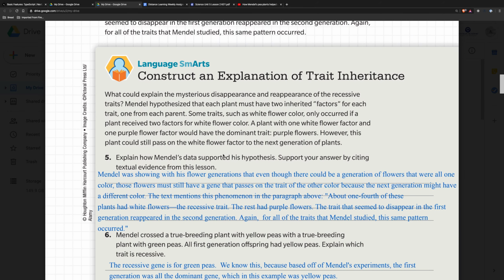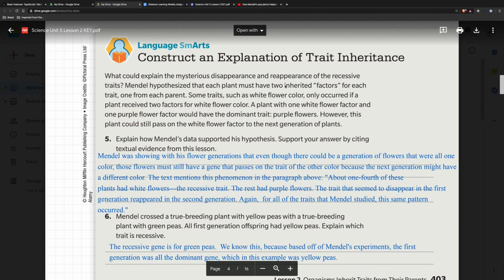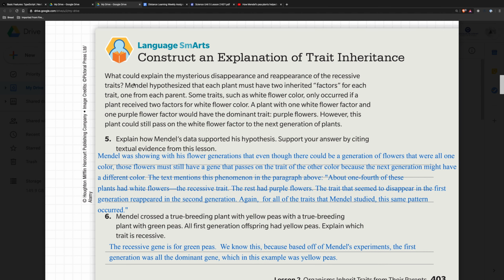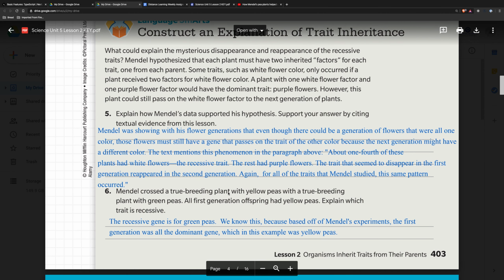Okay, so then it says, what could explain the mysterious disappearance and reappearance of the recessive traits? So he hypothesized that each plant must have two inherited factors for each trait, one from each parent. Some traits, such as white color flower, only occurred if a plant received two factors with white. A plant with one white and one purple factor would have the dominant, purple, but it could still pass on the white. This is really confusing, and there's a diagram later, so if you don't totally get what this is talking about, I'll explain that more.